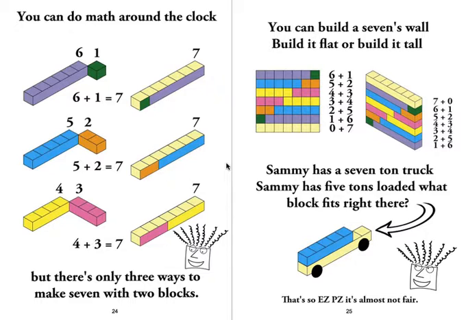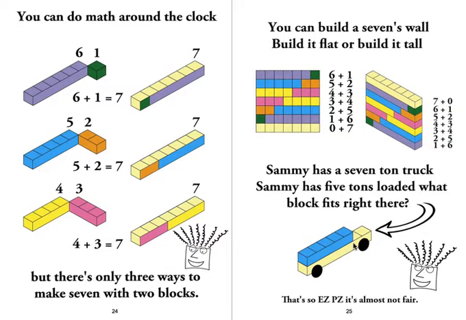Sammy has a 7-ton truck. Sammy has 5 tons loaded. What block is going to fit right there? It's so easy peasy. It's not fair. So a 5 needs a 2 to make a 7. And it's very easy to see. Like I said, you put the blocks on top of each other, and it becomes visually obvious, and they can't miss it. So there's all your combinations for 7.